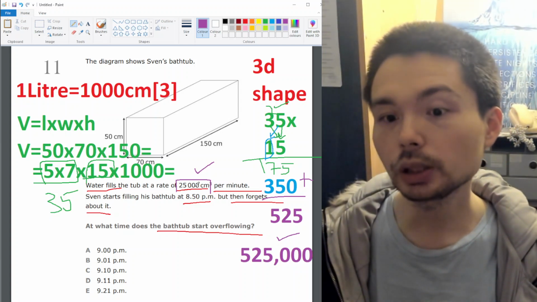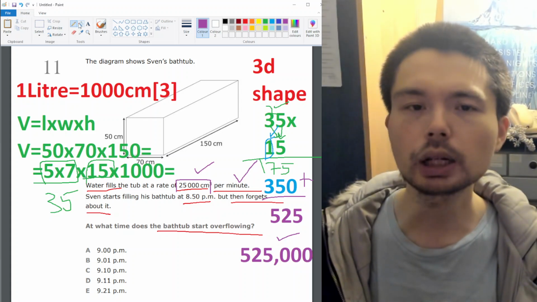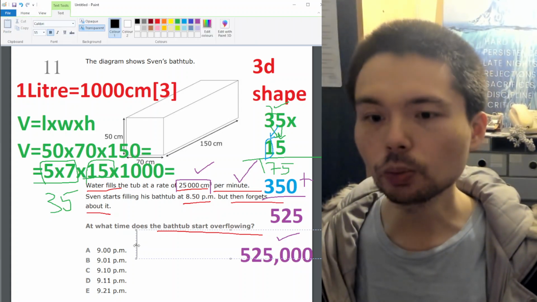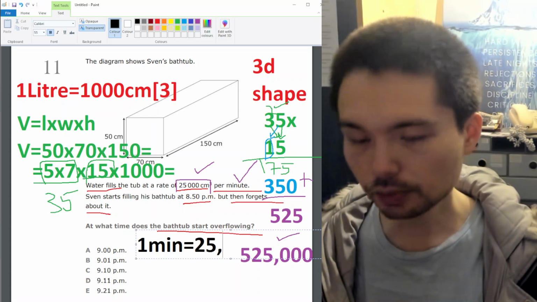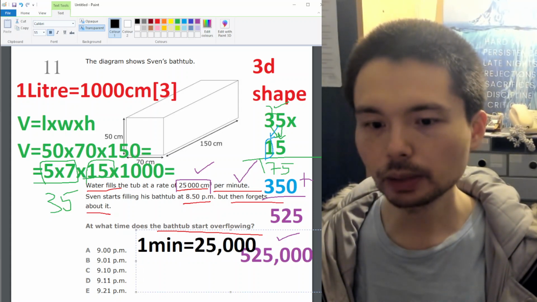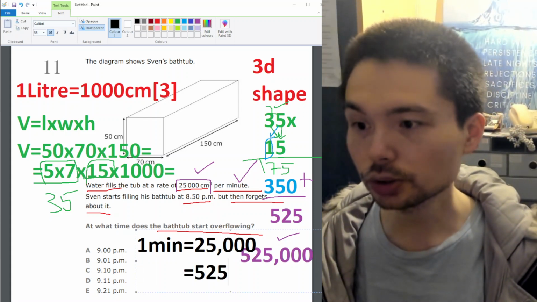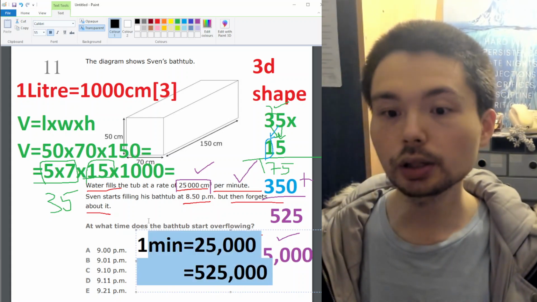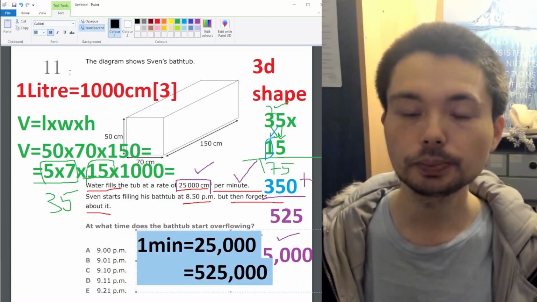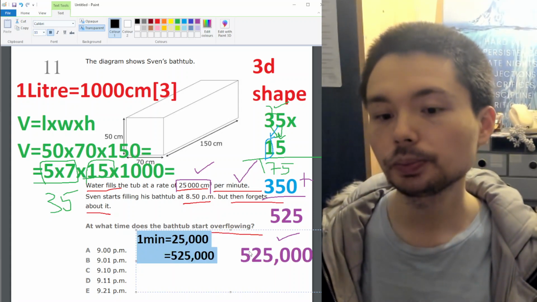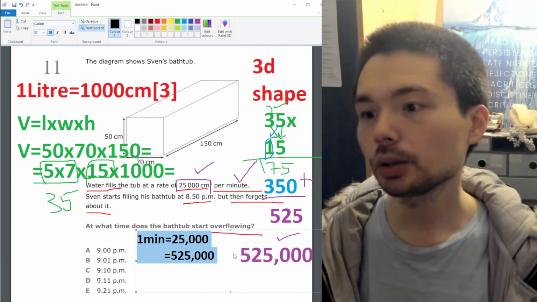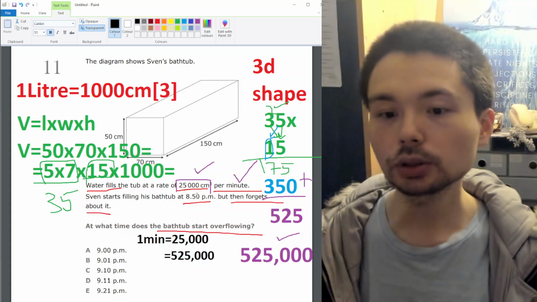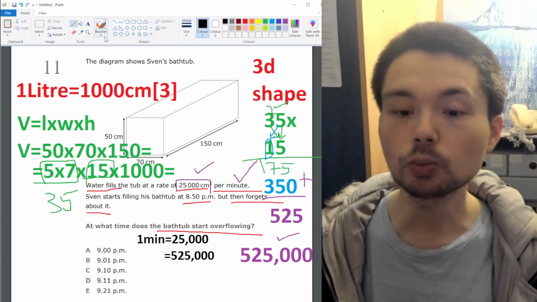So now, what are we going to do with this and this? Well, I'm going to write it out first, and then you guys can see it. So imagine 1 minute, 25,000. I'm going to make the text smaller pretty soon, or else it's too messy. Now, we want to figure out how long it takes Sven just to fill up this tub, which is 5,000. And maths is all about going from one number to another.